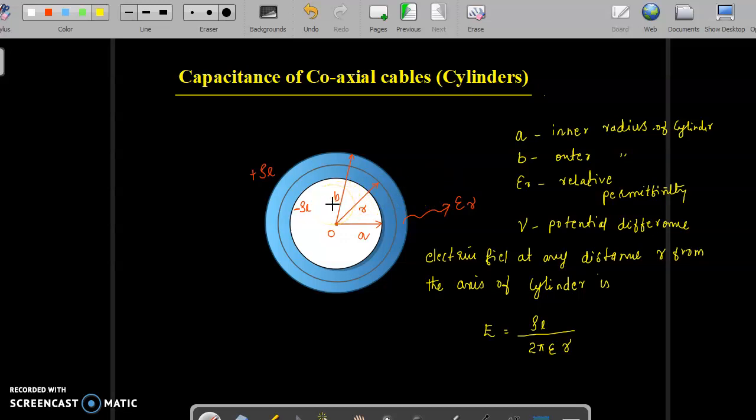If we apply a potential difference between the two cylinders, the outer cylinder is uniformly charged with a line distribution of rho L, and the inner cylinder is uniformly charged with a line charge density of minus rho L. So the outer cylinder is plus rho L and the inner cylinder is minus rho L. Rho L is the line charge distribution, that is Q by L, where L is the length of the cylinder.